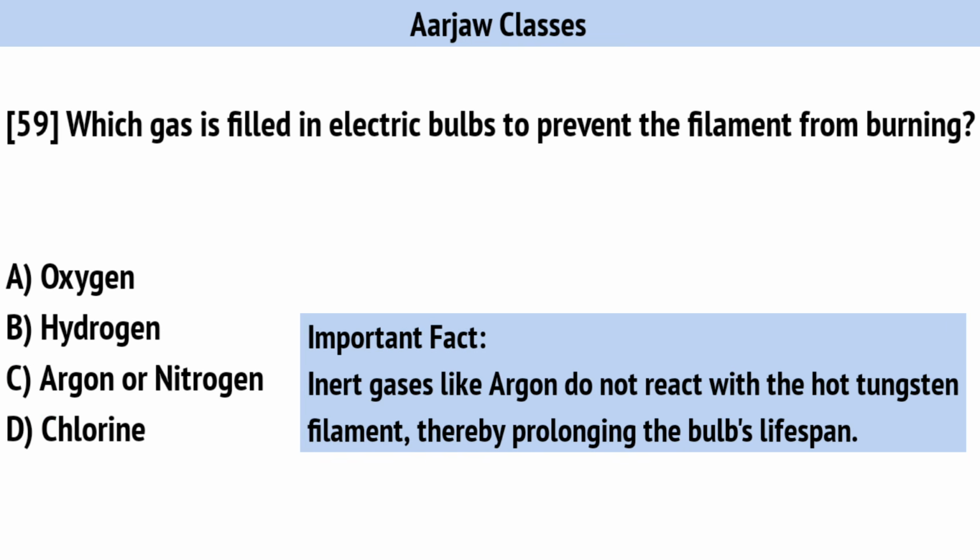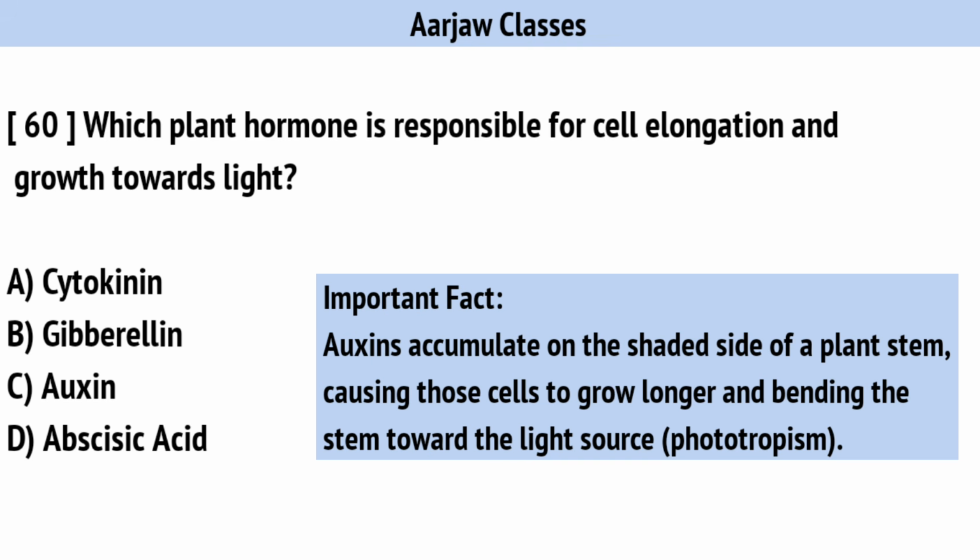Which gas is filled in electric bulbs to prevent the filament from burning? Correct option is C. Argon or nitrogen. Which plant hormone is responsible for cell elongation and growth towards light? Correct option is C. Auxin.